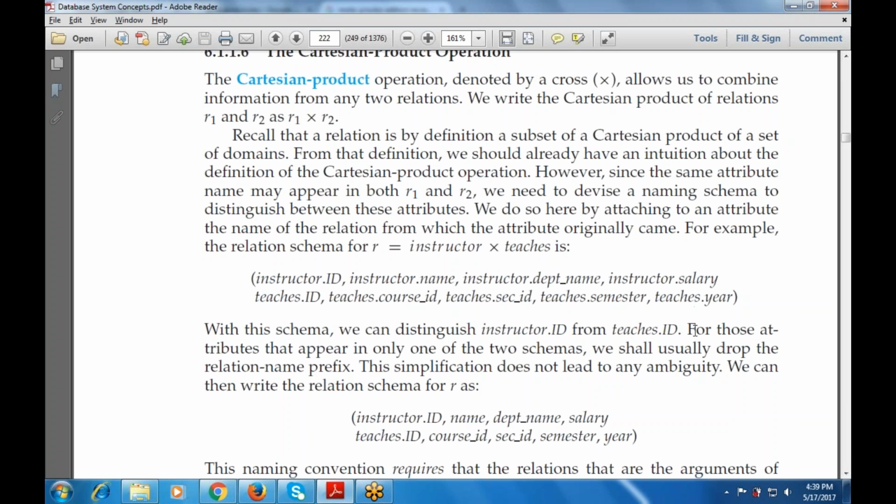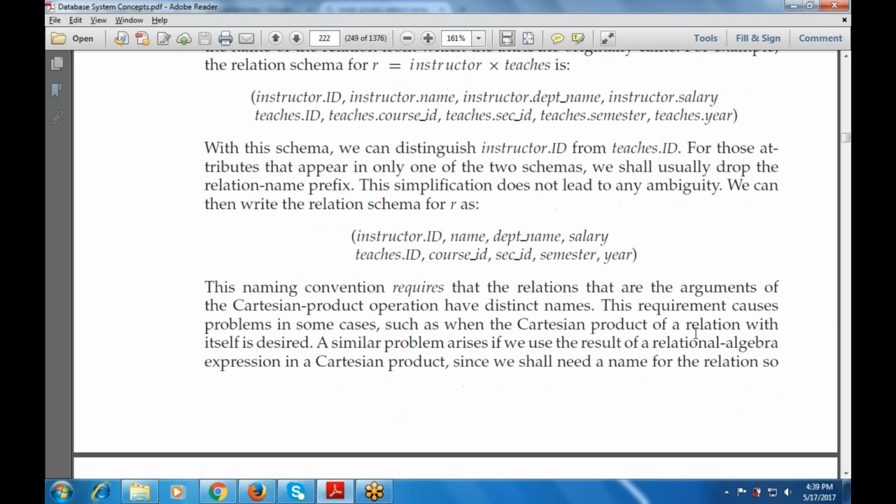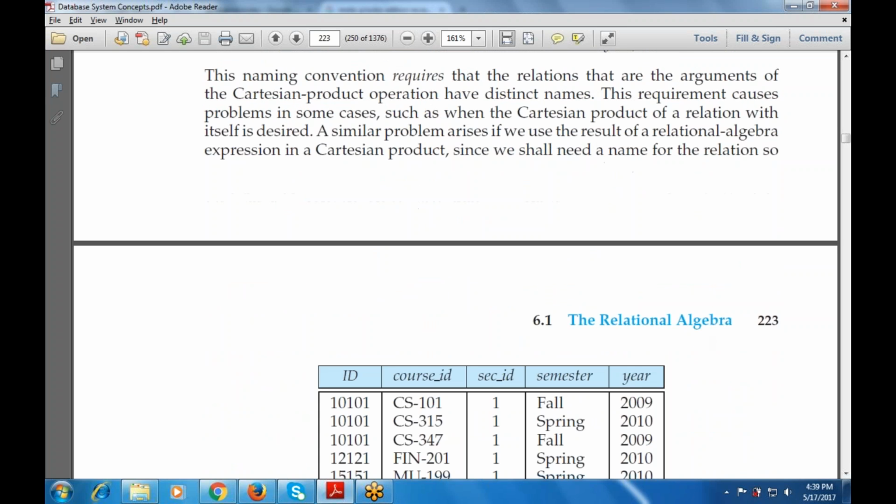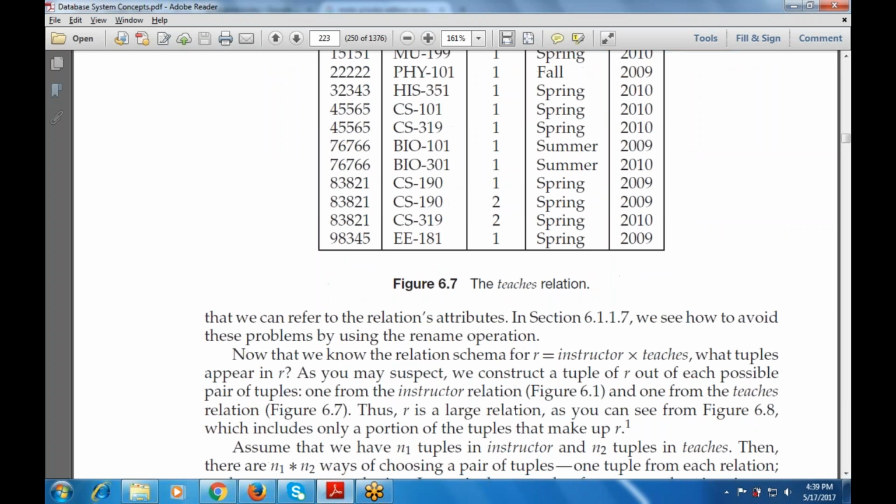This naming convention also requires that the relations that are the arguments of the Cartesian product operation have distinct names. This requirement causes problems in some cases, such as when the Cartesian product of a relation with itself is desired. A similar problem arises if we use the result of a relational algebra expression, since we shall need a name for that relation to refer to its attributes. We will avoid these problems by using the rename operation.